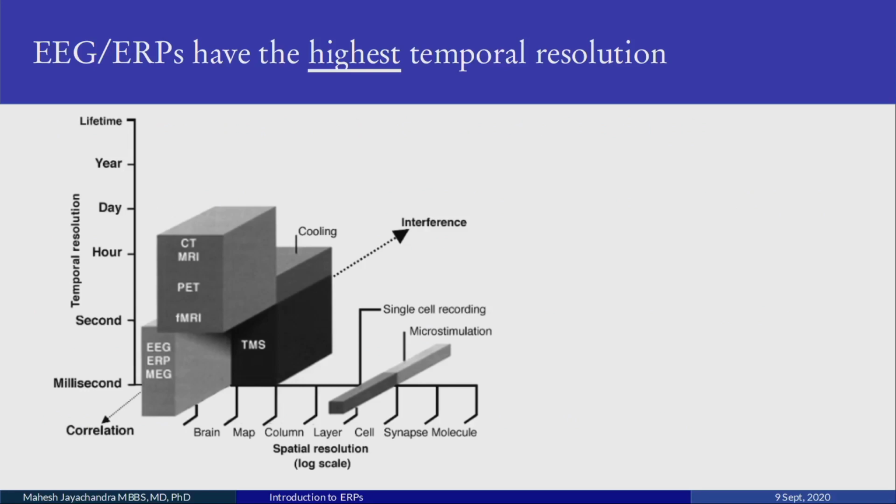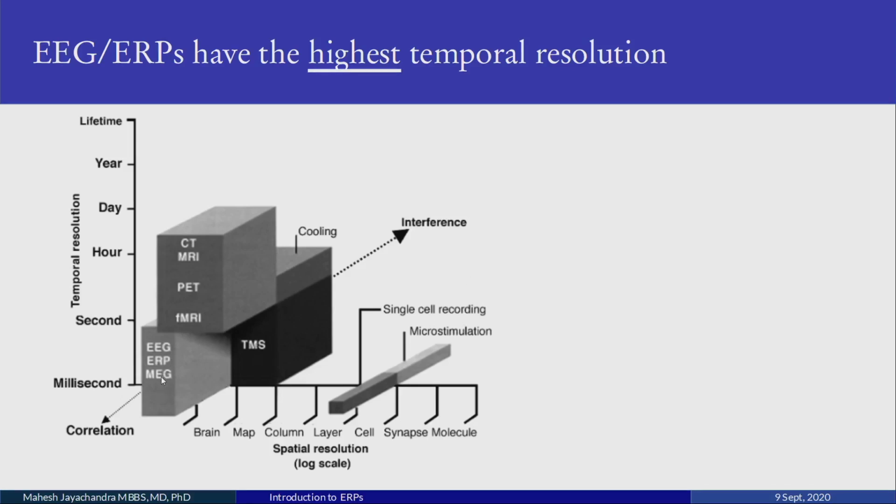So they have the highest temporal resolution, measured in milliseconds. So EEG, ERP, MEG are right up there, and they have millisecond resolutions. Further down, you have MRI, PET, fMRI, and these look at brain activity in multiple seconds or tens of seconds. And finally, you have single cell recording and microstimulation. We're not talking about that over here. So as far as the whole brain recordings are concerned, EEG, ERPs are the best.